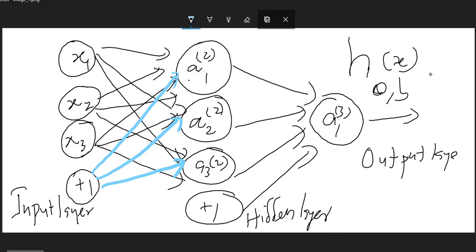See, from the +1, the bias will give impact on the next node, that is, the computation, the activation functions happening inside the hidden layer. So that impact only we need to give. Bias normally gives impact on the next activation functions, not on the other bias.